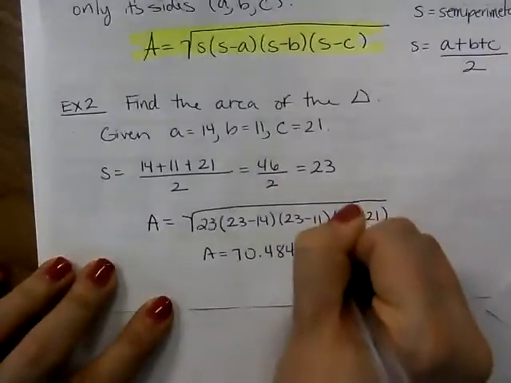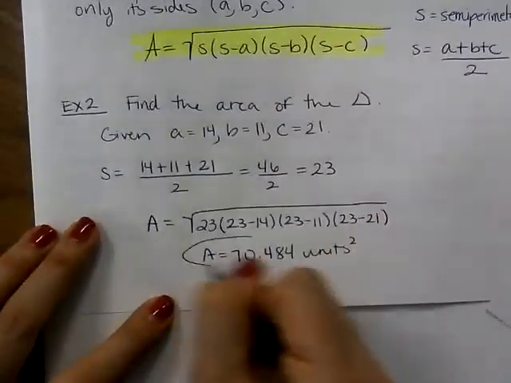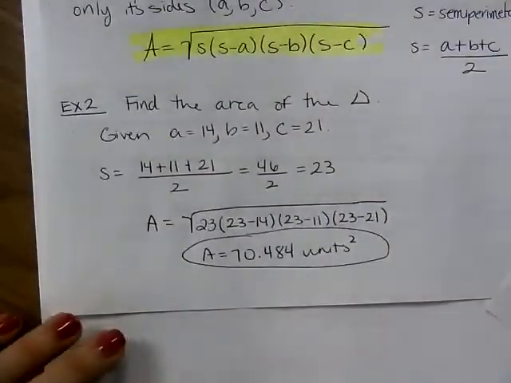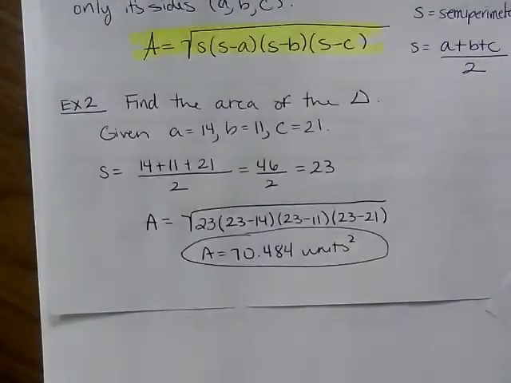And again, let's just write units squared, so that way when we do see some units, we make sure that we know that they're squared units. Questions? Pretty easy?